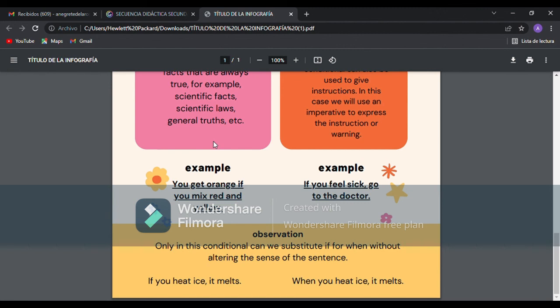Observation. Only in the zero conditional can we substitute if for when without altering the sense of the sentence. If you heat ice, it melts. When you heat ice, it melts.